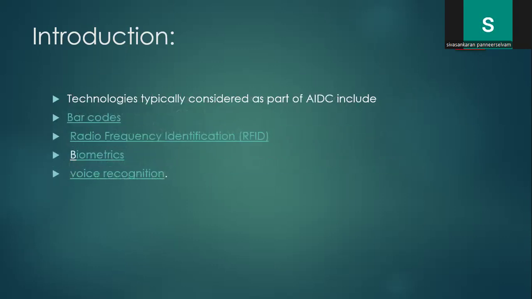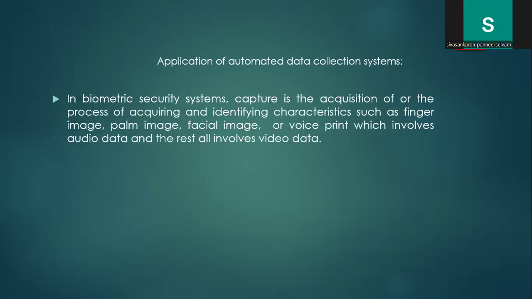Now let us go into the typical technologies that come under automated identification and data capture analysis: barcode technology, radio frequency identification system, biometric and voice recognition. So these are some of the things we are going to see one by one in the next consecutive information. So we will see the basic general application of automated data collection system.